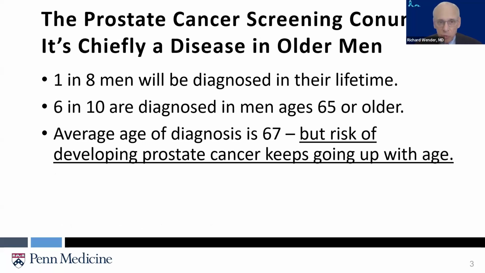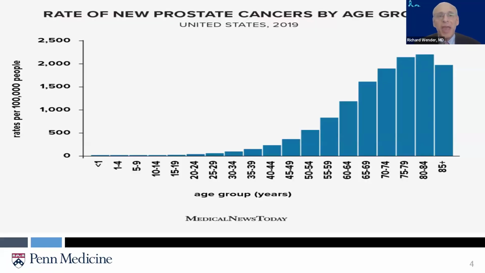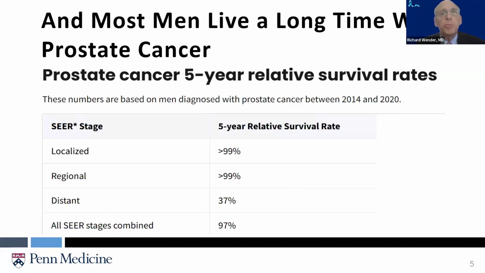So the conundrum around prostate cancer screening is that it's chiefly a disease, not exclusively, in older men. 1 in 8 men will be diagnosed in their lifetime. 6 in 10 are diagnosed at 65 or older, with an average age of 67. But the risk of developing prostate cancer keeps going up with age. And this shows that distribution. Relatively few before 50, not none. And if you're in that young group, that's important. But starting around 55 to 59 and then peaking at 80 to 84. And probably would keep going, but there are competing causes of death in that over 85-year-old group.